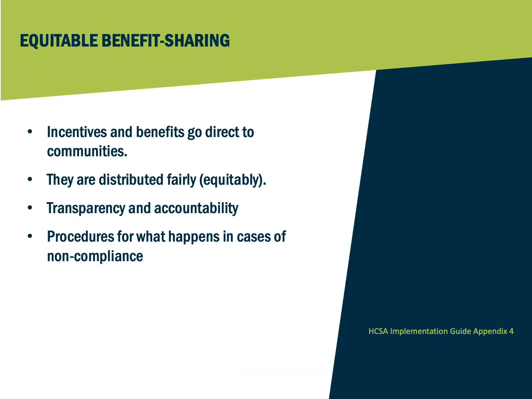In addition to agreeing what incentives and benefits will be provided, agreement needs to be reached on exactly who will receive them. Mechanisms are needed to ensure that they go direct to communities, and their distribution needs to be fair or equitable in the eyes of community members. Administrative and institutional arrangements are needed to ensure transparency and accountability, including a timetable for disbursements and monitoring of compliance, and procedures must be agreed about what happens in cases of non-compliance. Again, Appendix 5 sets out some of the principles on equitable benefit sharing that have been developed elsewhere.